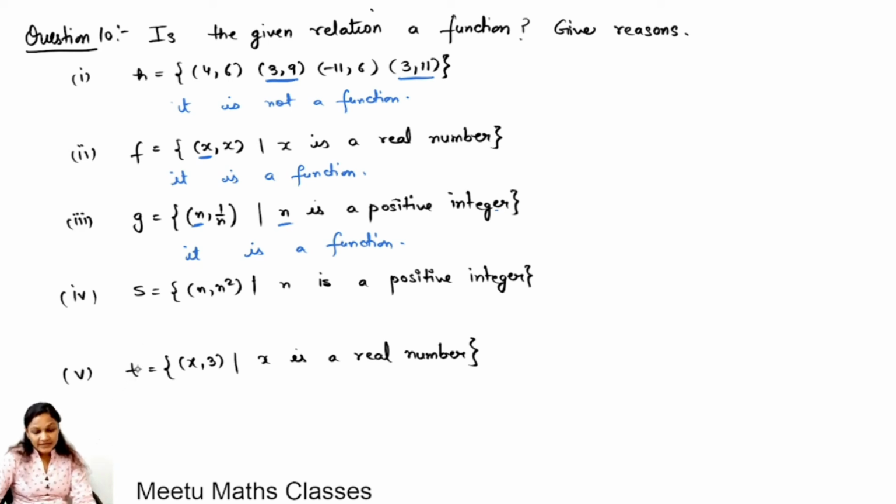Next, in the relation R, n is related to n square, where n is a positive integer. So for positive integers, 1 is related to 1, 2 is related to 4, 3 is related to 9. So every positive integer has a unique image in the codomain, so it is a function.